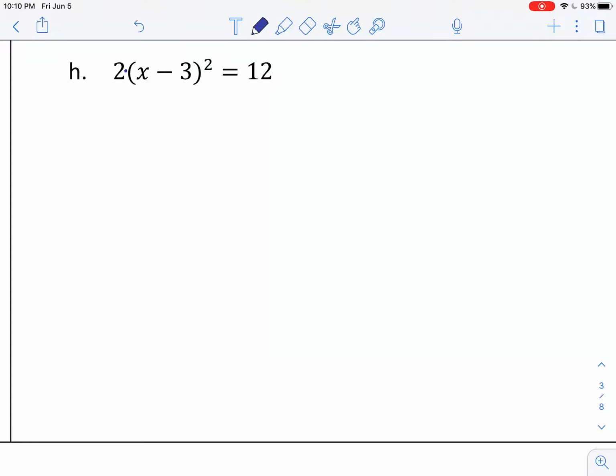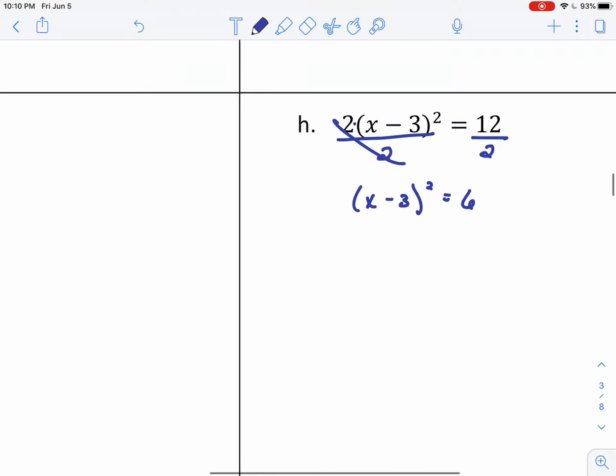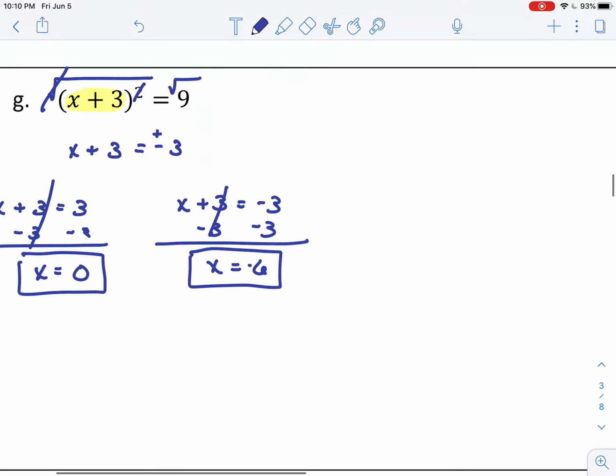Remember when it's just written there, it's not plus, it's multiplication. So I cannot square root because there's a 2 out front. So I'm going to move the 2 by division. So that's going to still give me that parentheses of x minus 3 being squared, but now it equals 6. So now it's basically picking up where we started here.